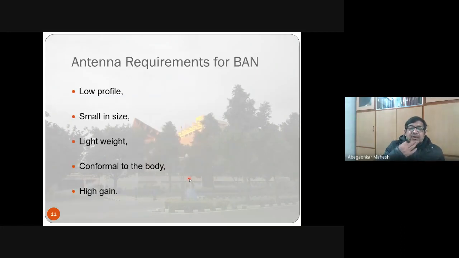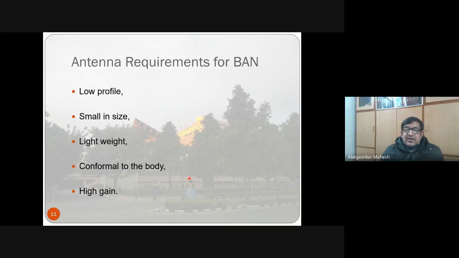So let us now look at the requirements as far as the antenna is concerned for applications in body area networks. First, it should be low profile, small in size, so they're used alternatively, low in profile or small in size. It should be lightweight. You don't want to carry a very heavy thing on your arms or on your shoulders or on your chest. They should be conformal to the body. They should take the shape of the body.